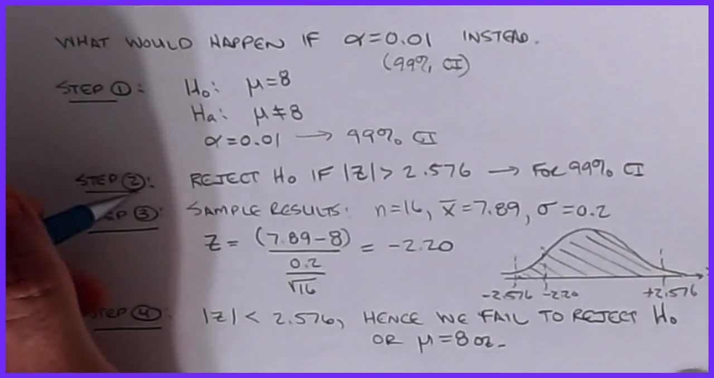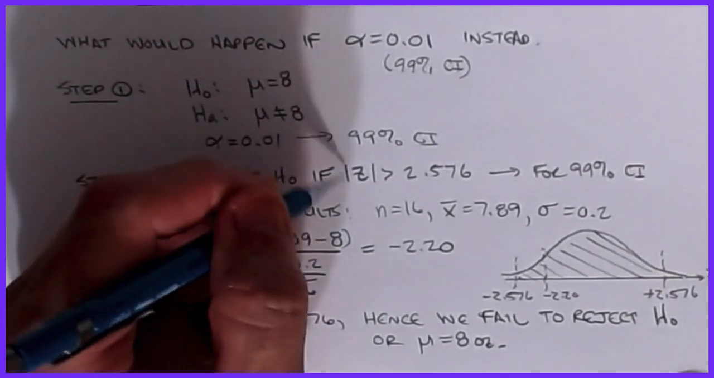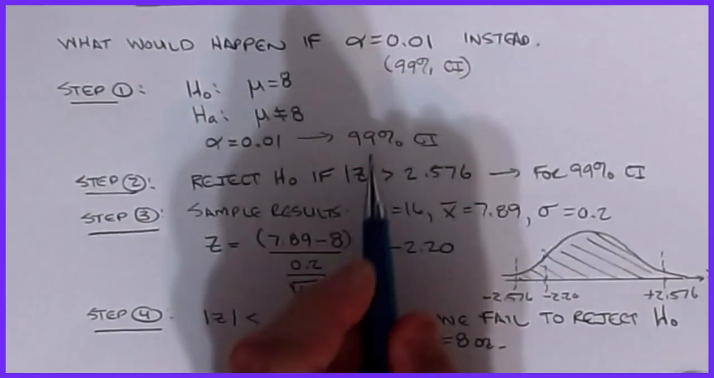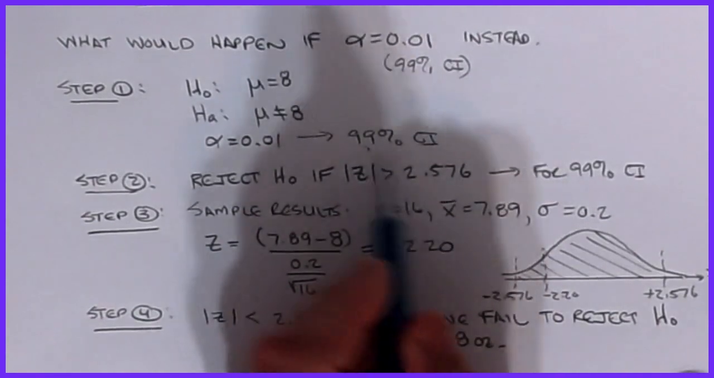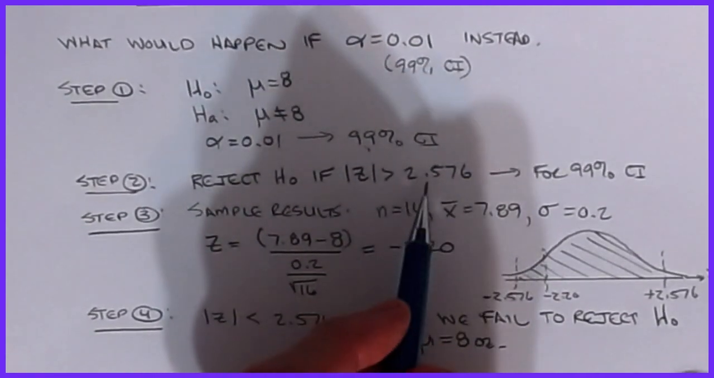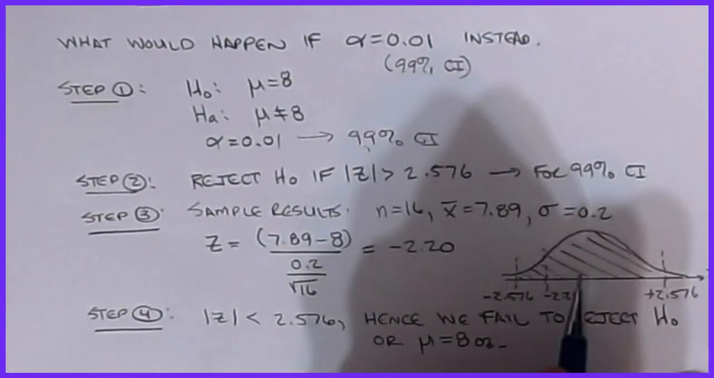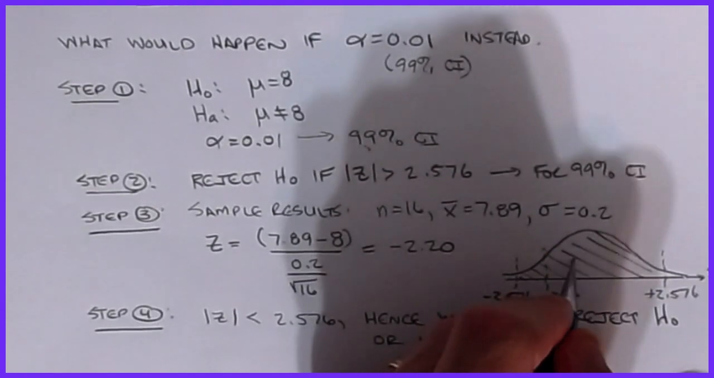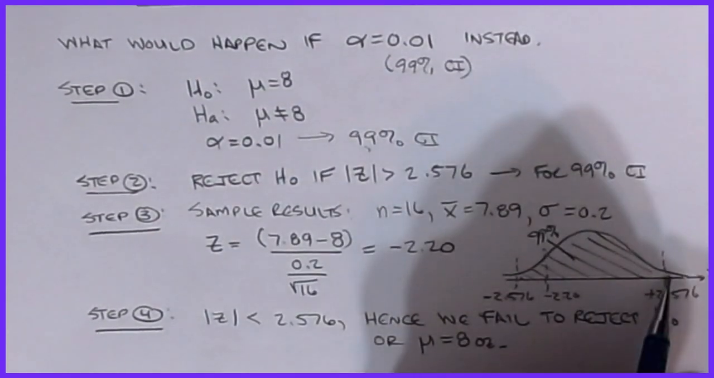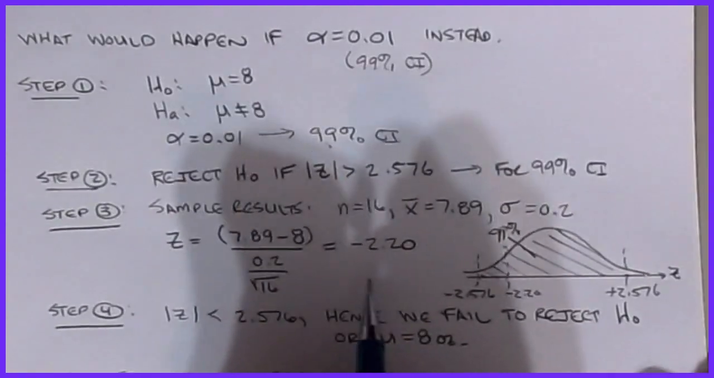Step 2 is we're going to define our rejection region. We're going to reject H naught if the absolute value of Z is greater than 2.576. Again, this is that Z value that came with the 99%. If you don't remember how that comes, go back and look at our normal distribution video. We spent some time talking about those values, but the Z values that correspond to 99% inside of there will be at plus 2.576 and minus 2.576.